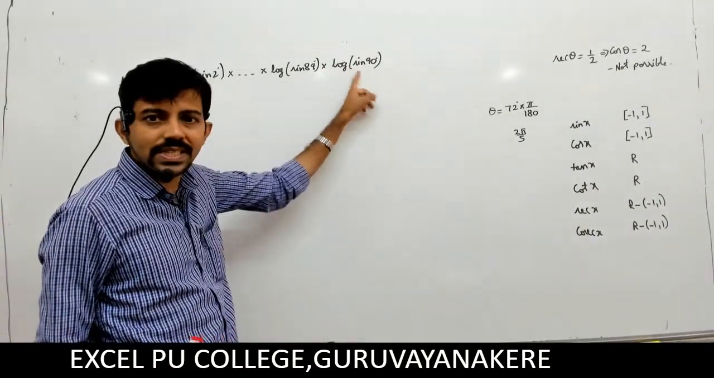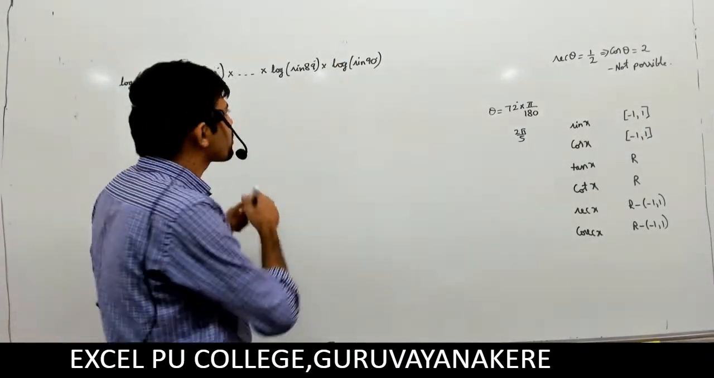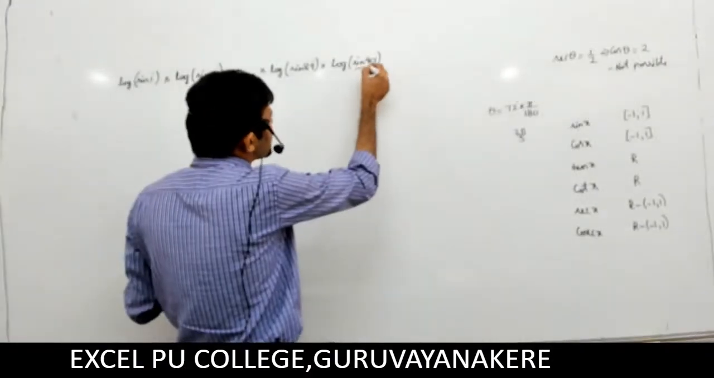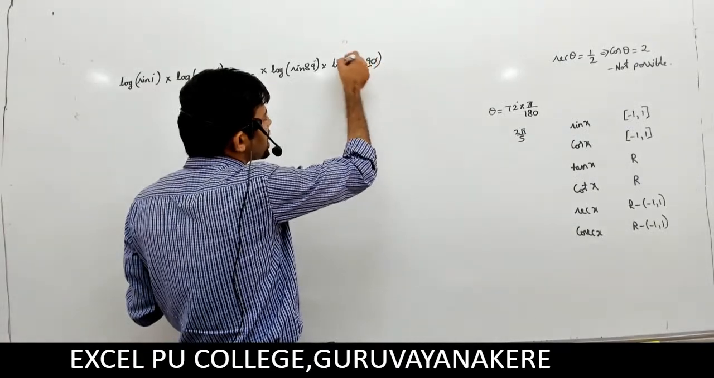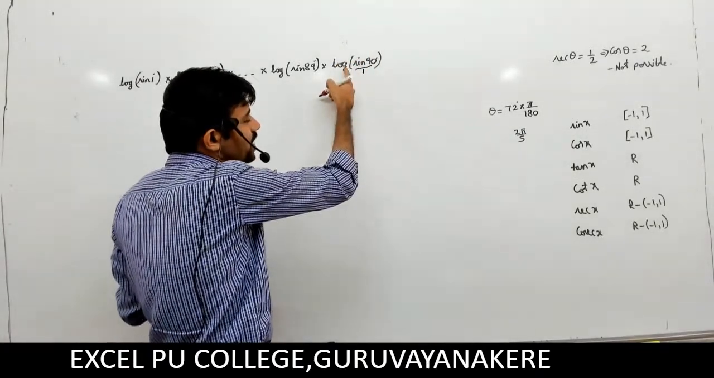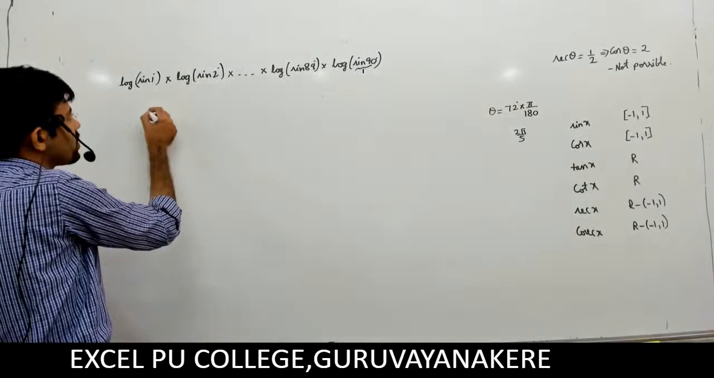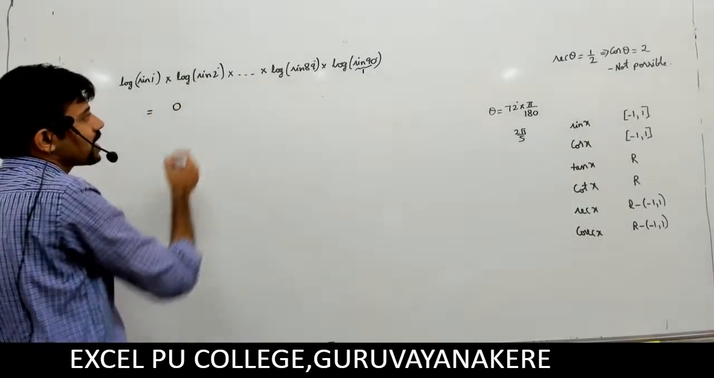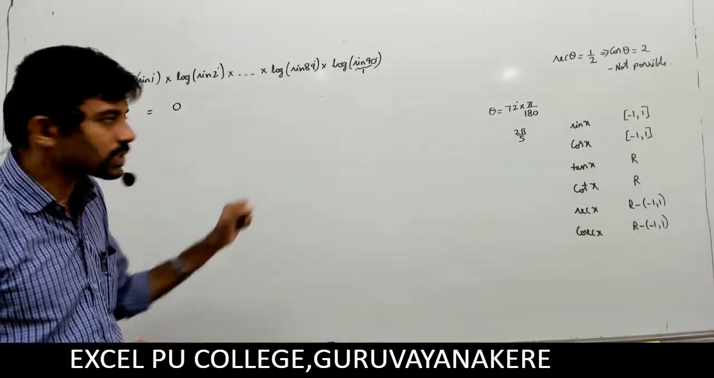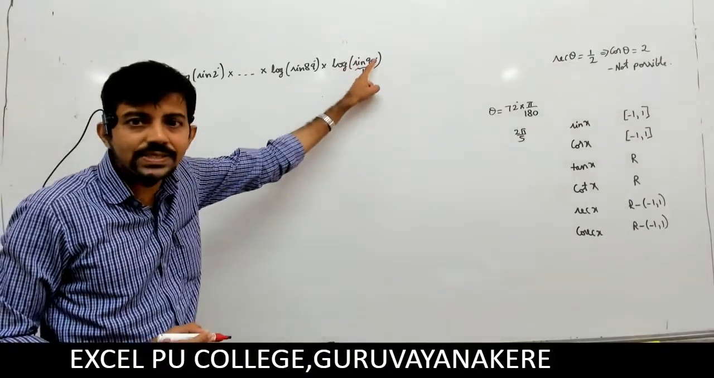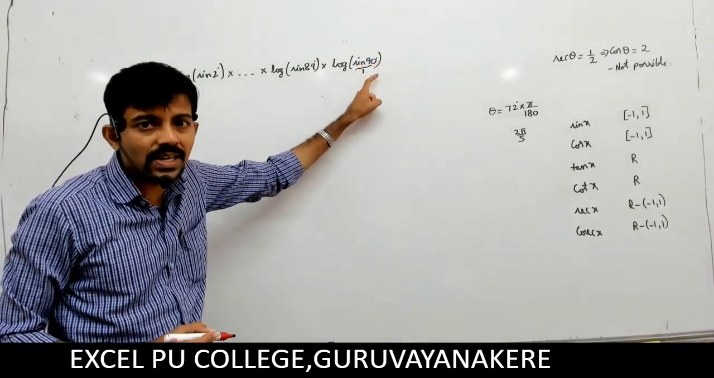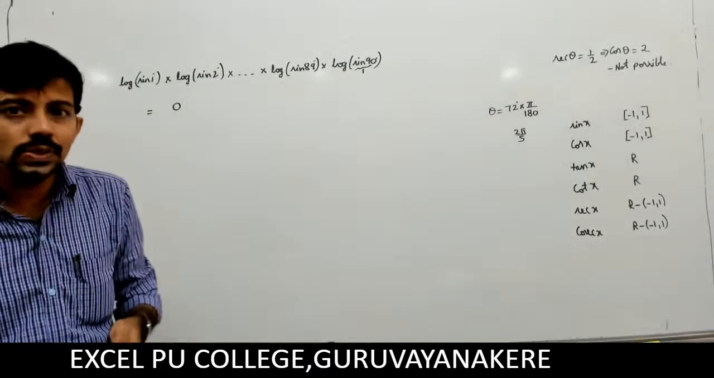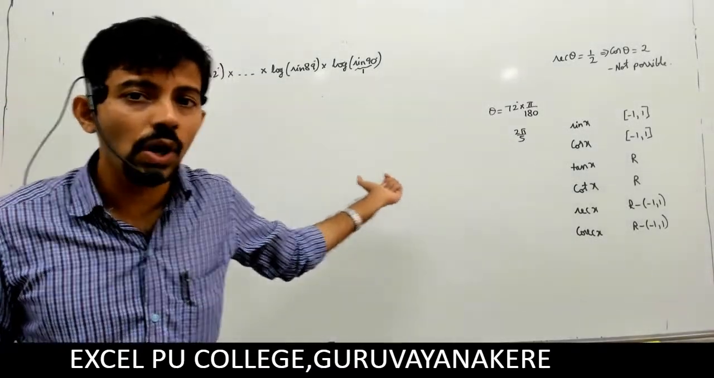Log 1 is 0, right? Sine 90 degree is 1 and log 1 is 0. This becomes 0. 0 into any finite value is going to be 0. So the required answer is 0. You must know that the value of sine 90 degree is 1. Whenever you discuss a question, you discuss the questions related to this also.